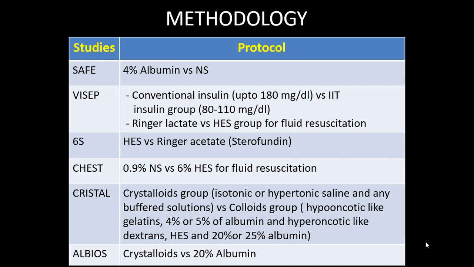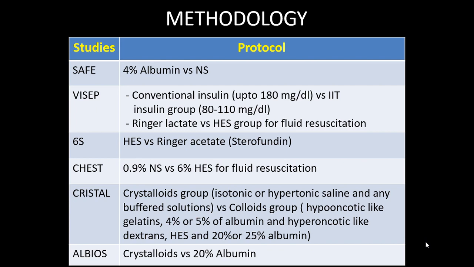In the CRYSTAL study, they labeled crystalloids and colloids, and they said colloids could be hypo-oncotic gelatins, 4%, 5% albumin, 20-25% albumin, dextrans, hetastarch. So it was a broader category of crystalloid versus colloid. ALBIOS was 20% albumin based on the level of the patient's albumin. So they looked at less than 3, 3.5 and so on. They decided what volume of albumin should be given to the patient, and this was compared with crystalloid.